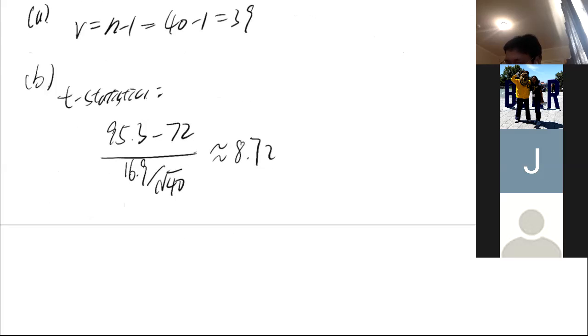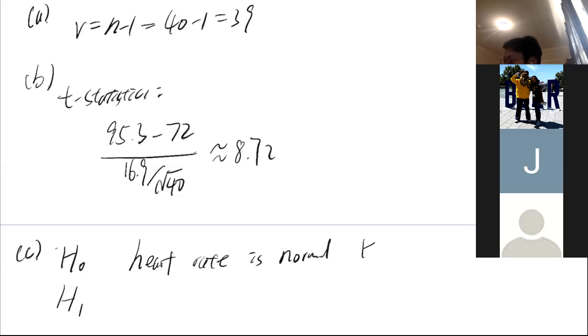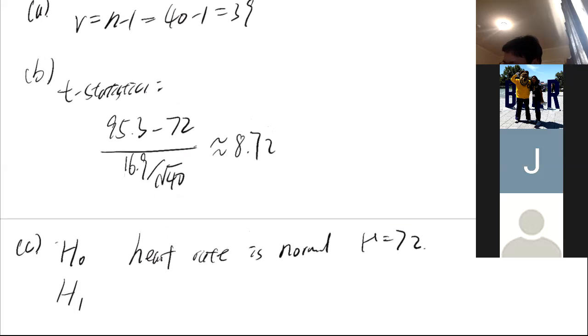So now in part C, we're doing the actual experiment. The experiment setup is we need to write the null hypothesis and alternative hypothesis. The null hypothesis, in this case, as I mentioned before, is that the heart rate is normal, which is mu equal to 72. And the alternative hypothesis is that the heart rate is not normal, abnormal, which is mu not equal to 72. So this is a two-sided test.